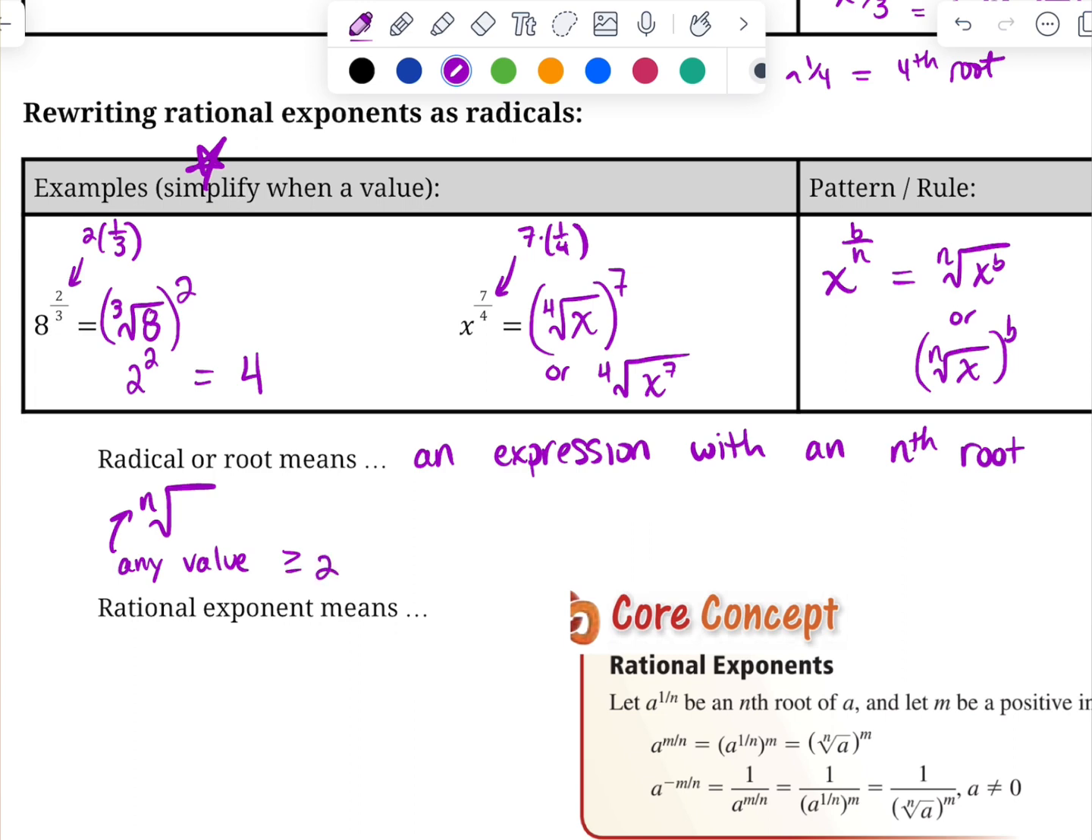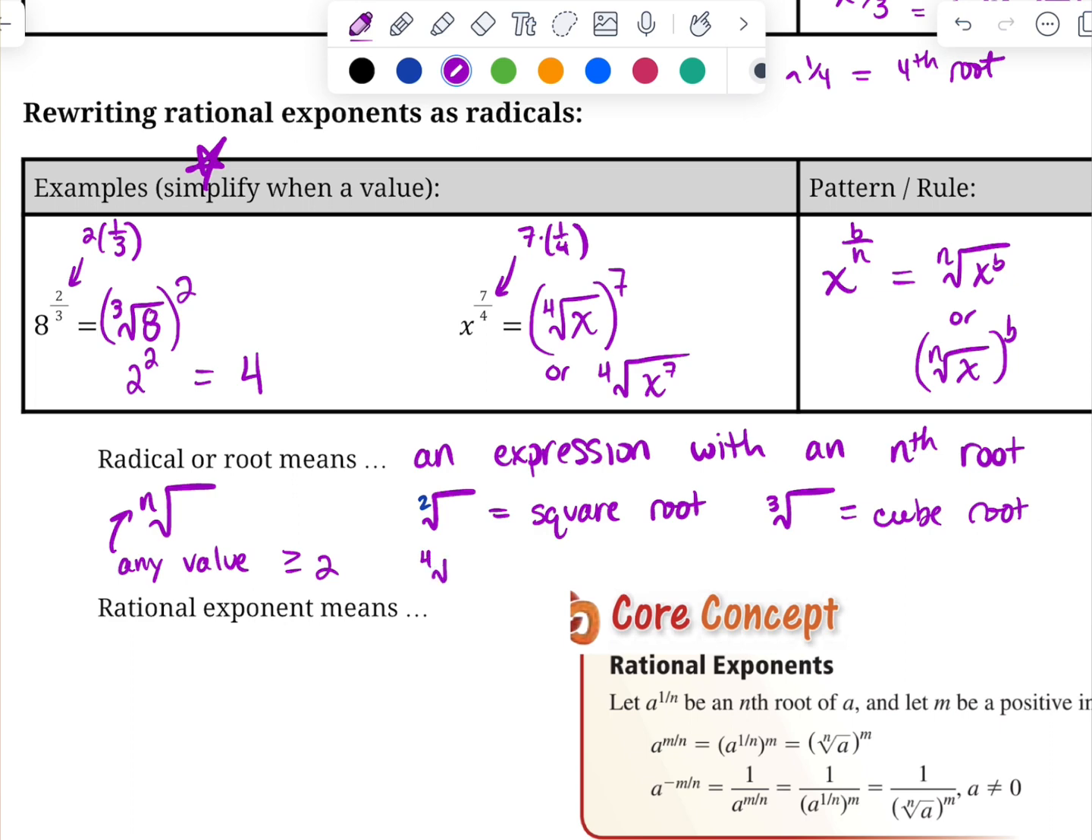Okay, that is something that you should know. N is going to be a positive integer, and it's going to be greater than 2. Remember that this represents the square root, that symbol, because there's a hidden 2 right there. We just don't always write it. And then we have our cube root. Those are the only 2 with special names.